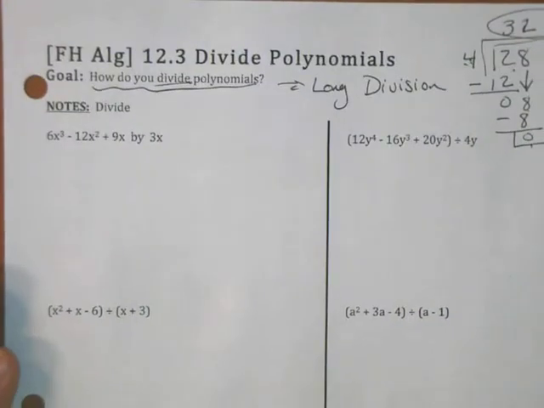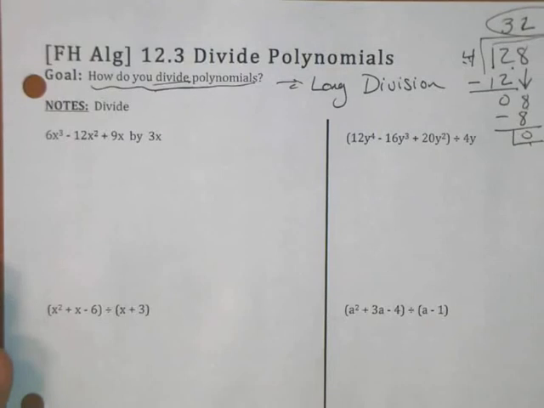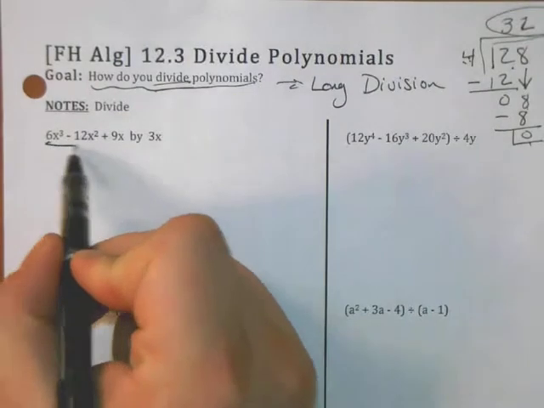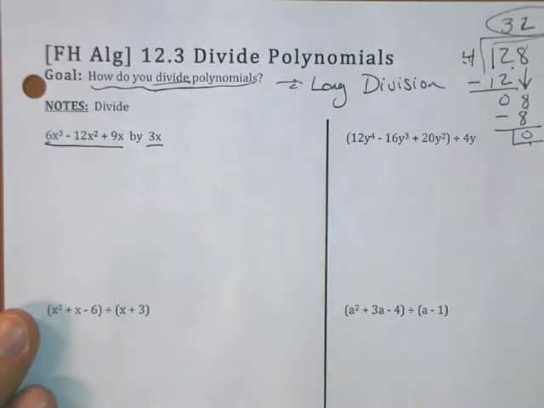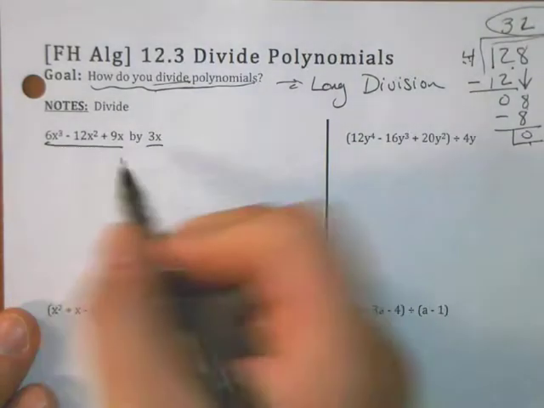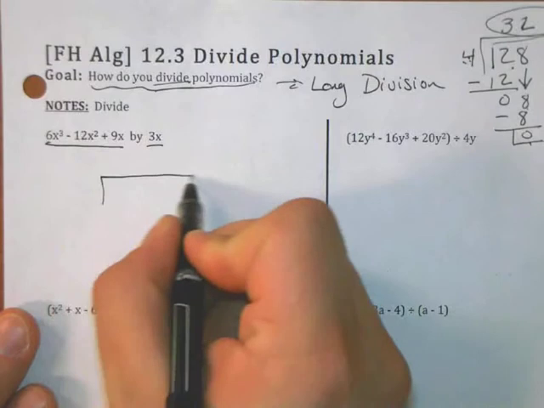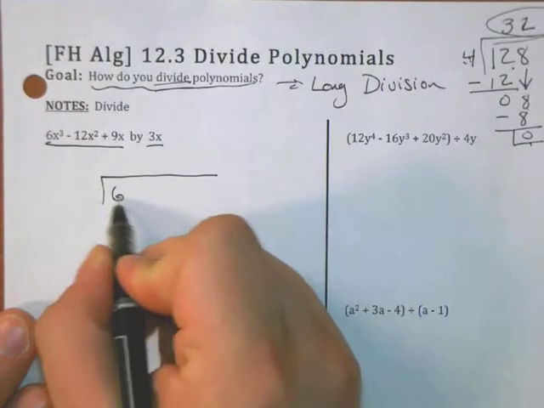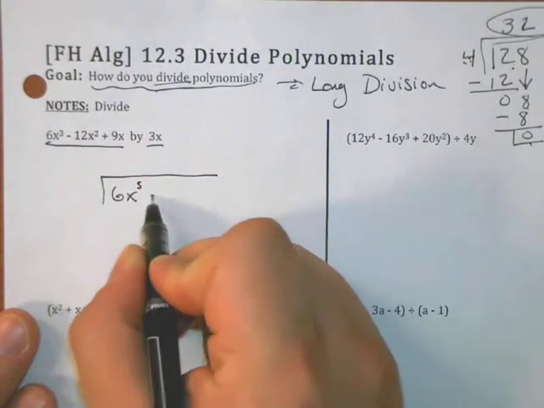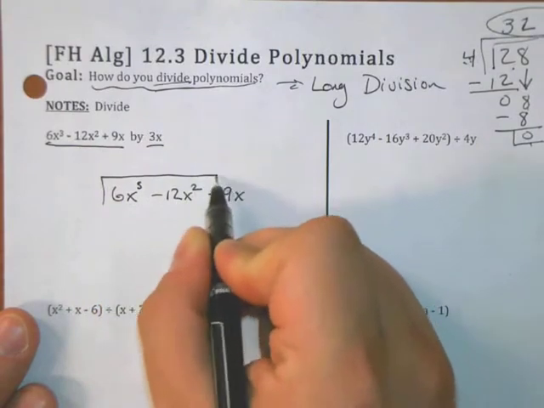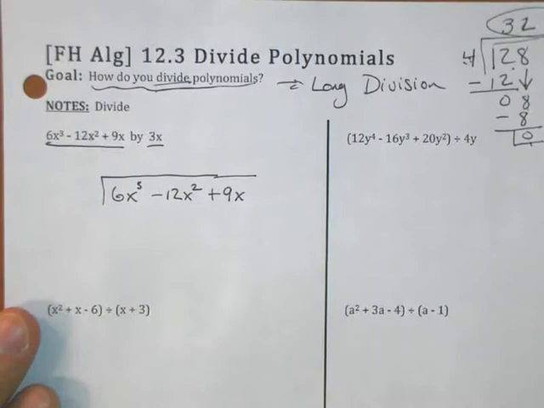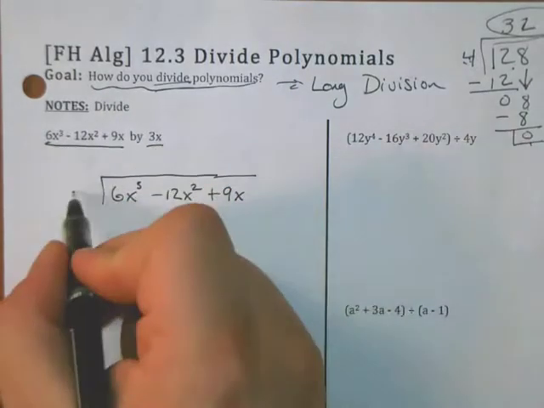Okay. Let's try it. The process is going to be the same, and the setup is also the same. So I have this polynomial, and I'm going to divide it by 3x. So the first thing, what's being divided, goes underneath our division bar: 6x to the third minus 12x squared plus 9x. What I'm dividing by goes in front.